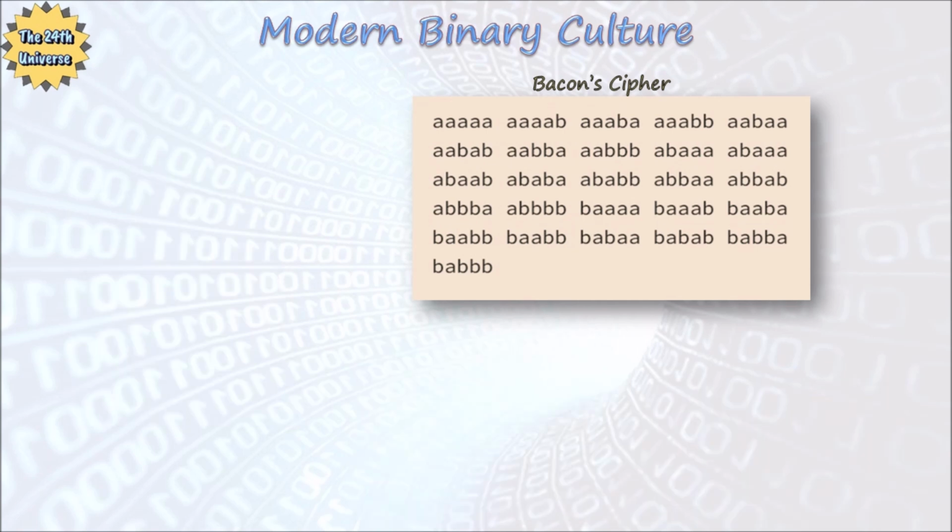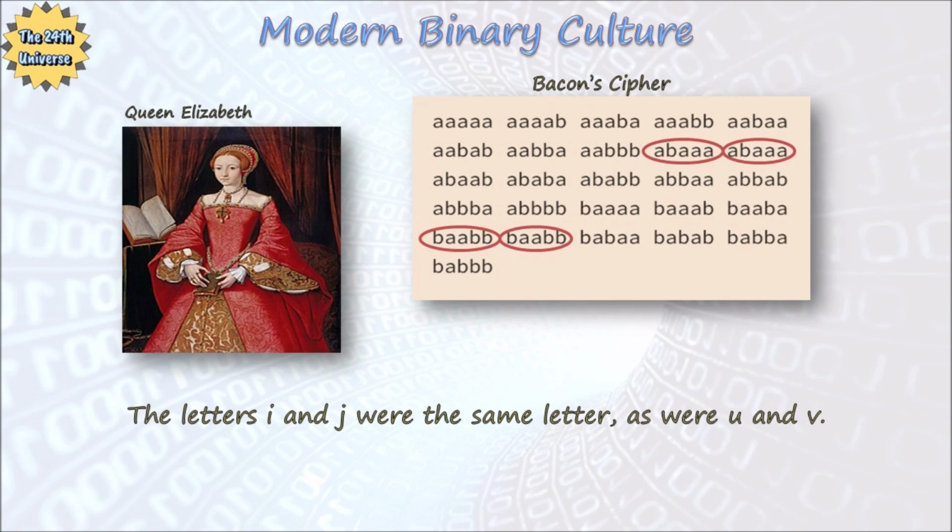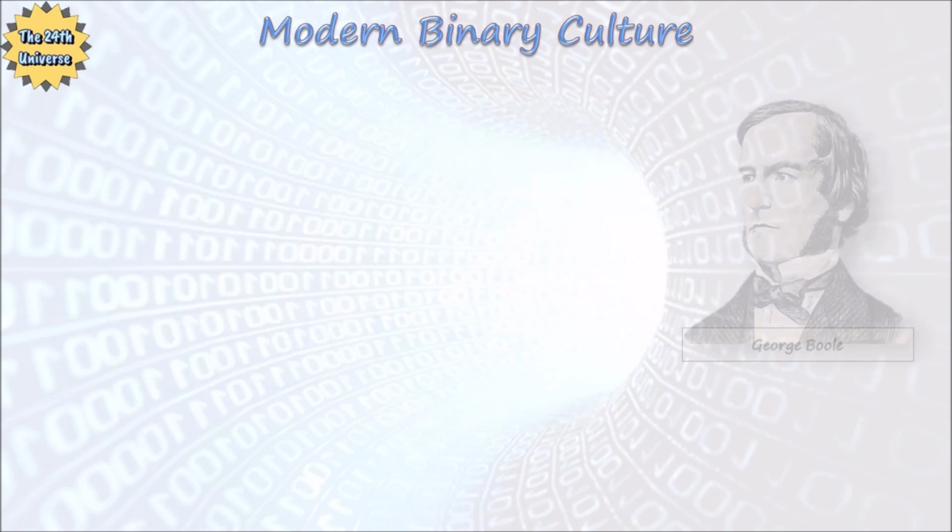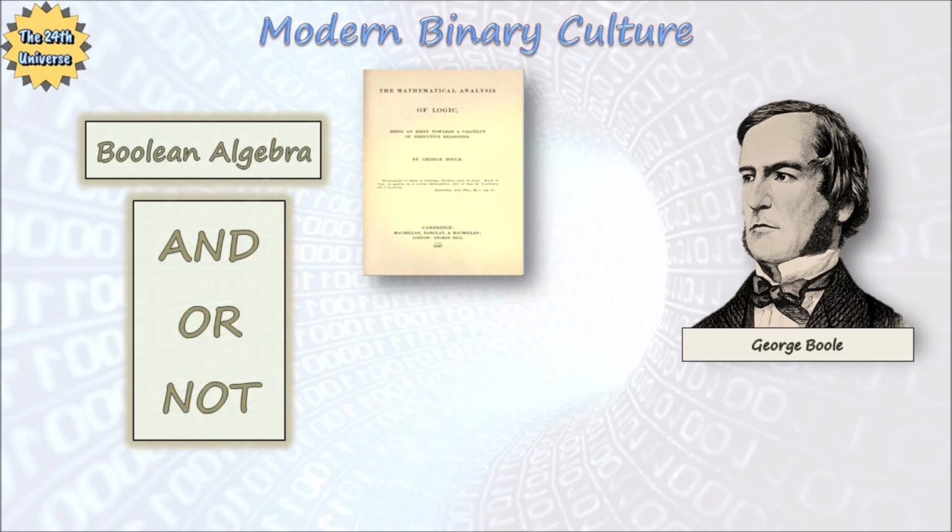Bacon's cipher uses A and B, while computers now use 0 and 1. Bacon's cipher is the first time binary was used to encode letters. You might have already spotted a problem with Bacon's cipher. There are only 24 different combinations of a 5-character binary sequence, but there are 26 letters in the alphabet. In Elizabethan times, when Francis Bacon invented the code, the letters I and J were the same letter, as were U and V. Now moving on to the year 1847.